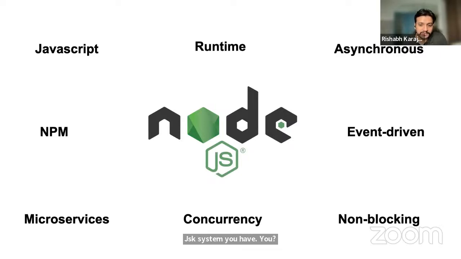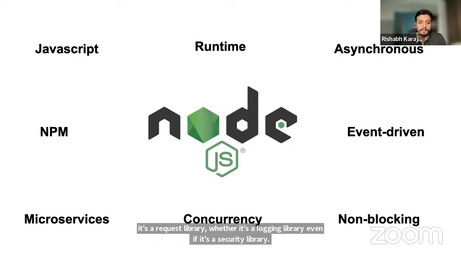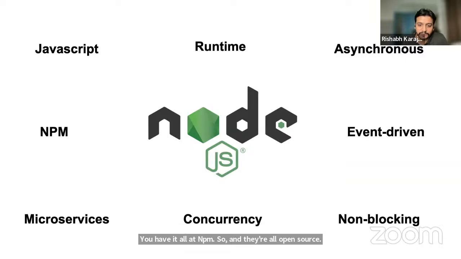You have built-in capabilities to install packages, right? Whether it's a request library, a logging library, or a security library, you have it all in NPM. And they're all open source. You have over 1 million open source packages available, which empowers developers by providing a vast array of pre-built libraries and modules. The extensive collection of these packages also allows developers to leverage existing solutions and focus on building their application's core functionality.